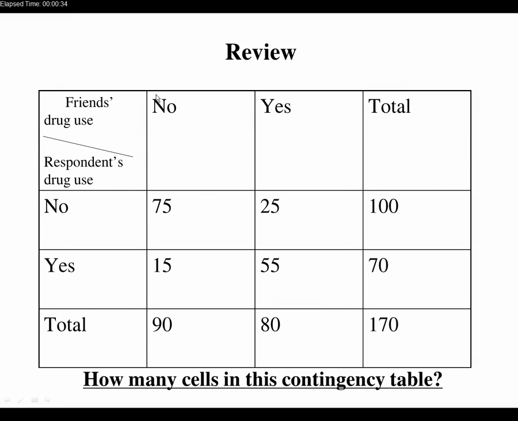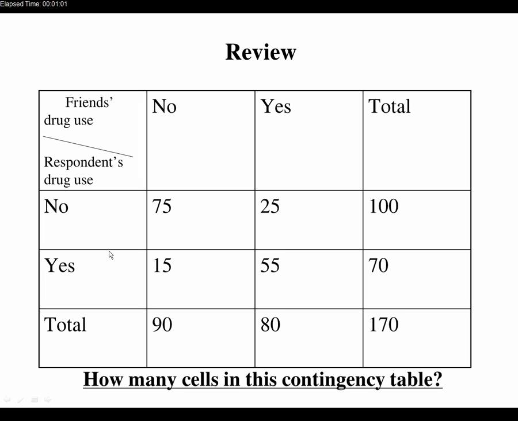Let's take this contingency table. As you can see, the rows are going to be friends' drug use, and the columns are going to be the respondents' drug use. So they're both dichotomous, yes or no, and yes or no, and what we're measuring is: if your friends use drugs, are you going to use drugs?